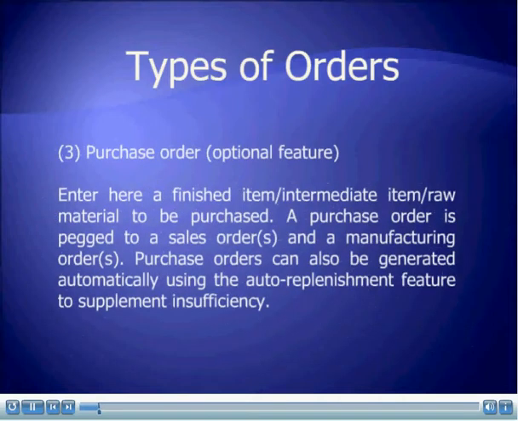3. Purchase order. Enter here a finished item, an intermediate item, or a raw material to be purchased. A purchase order is pegged to a sales order and a manufacturing order. Purchase orders can also be generated automatically using the auto-replenishment feature to supplement insufficiency.